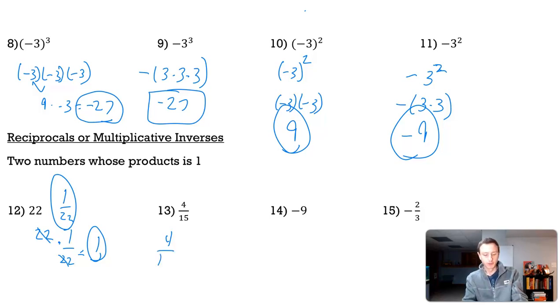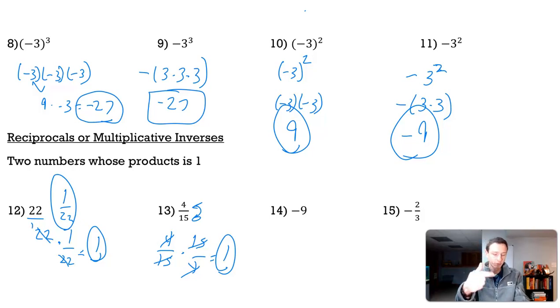Number 13, 4 over 15 times what would get us 1? 15 over 4. 15's cancel, 4's cancel, you get 1. So the reciprocal is flipping that fraction. So on number 12, the fraction was 22 over 1, so the reciprocal would be 1 over 22. Number 13, 4 over 15, the reciprocal would be 15 over 4.